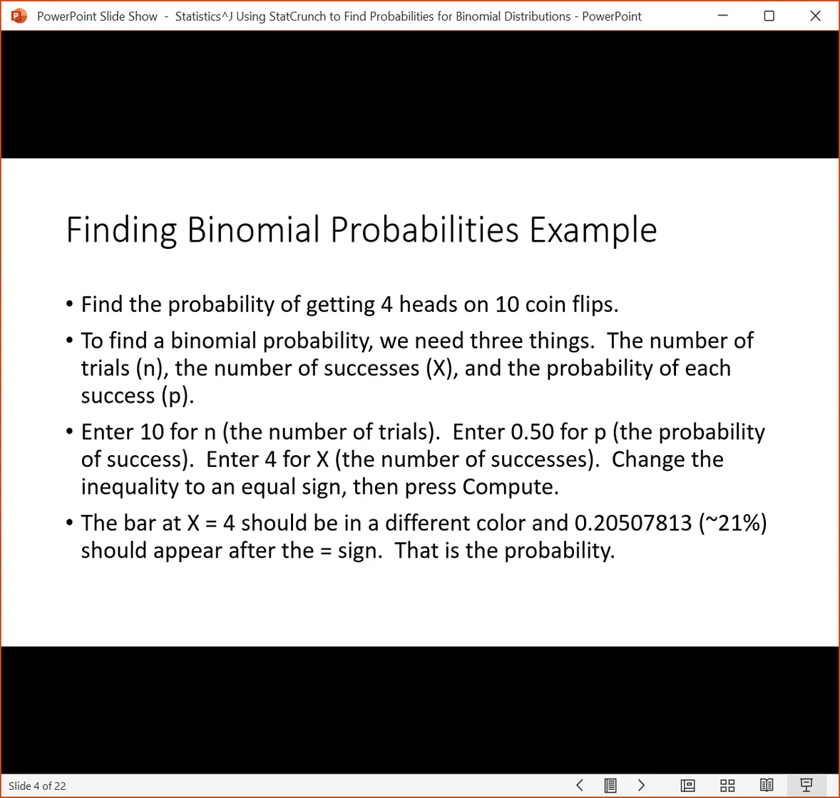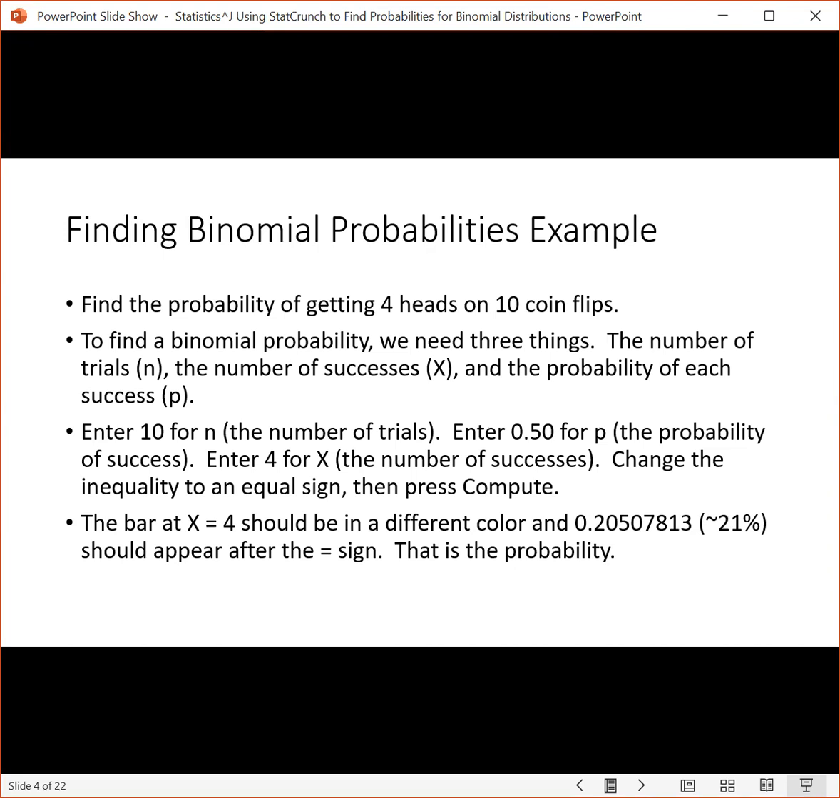So if we're doing 10 coin flips, then the number of trials is 10. If we're doing coin flips, then the probability for success is 0.5. And if we want to get 4 heads, then we enter 4 for X, which is the number of successes. I'll show the screen on the next slide, but if we want to find the probability of getting exactly 4 heads, then you want to have an equal sign. That's for the inequality. Well, an equal sign actually is not an inequality, but you know what I mean. You want to enter an equal sign on the calculator.